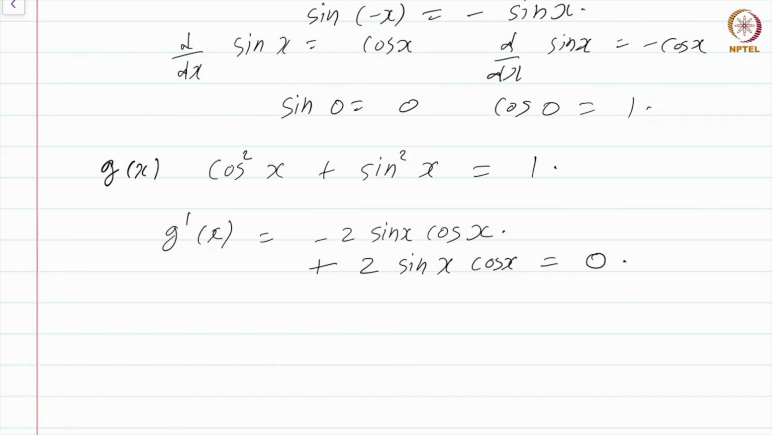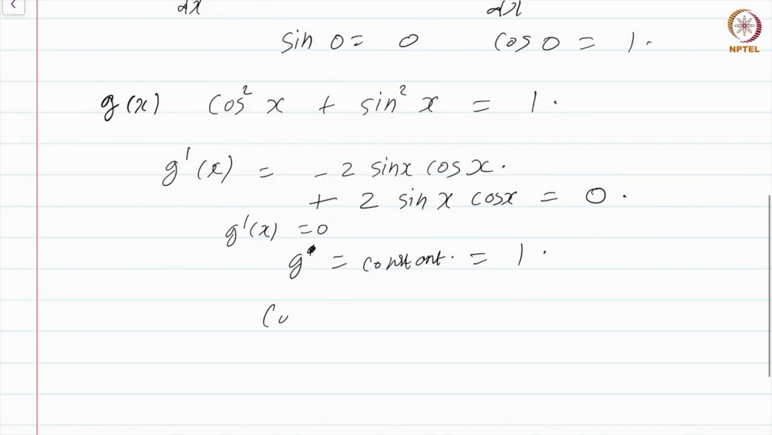So we have got that g prime of x is 0. That means g is constant. g is a constant function. And what is this constant? Well, substitute x equal to 0, we get that this constant is equal to 1. So cos squared x plus sine squared x is equal to 1. So we have got even the most famous identity for essentially free.